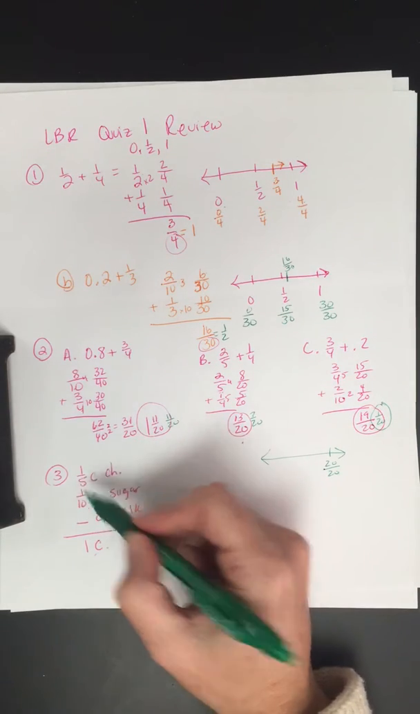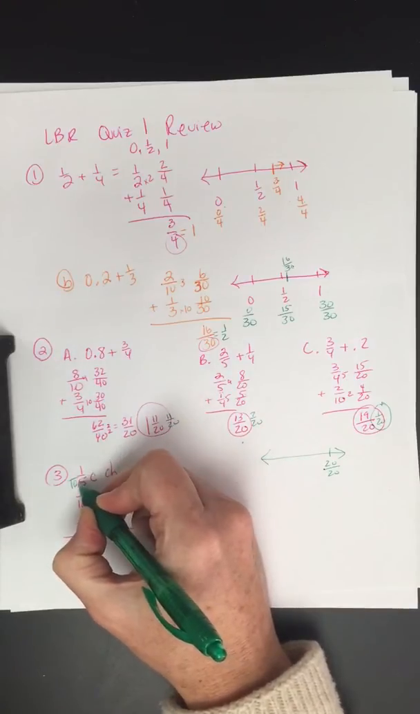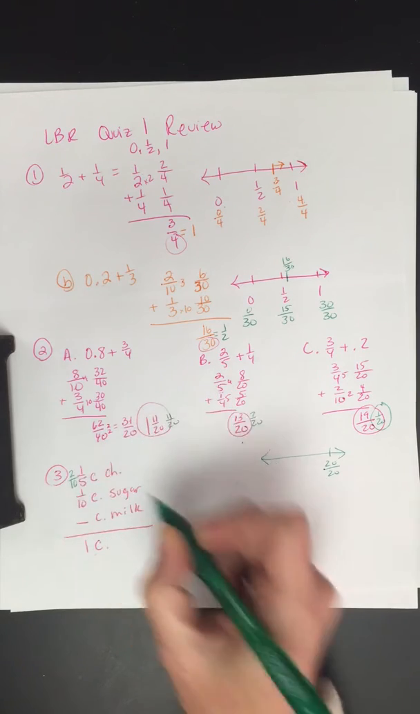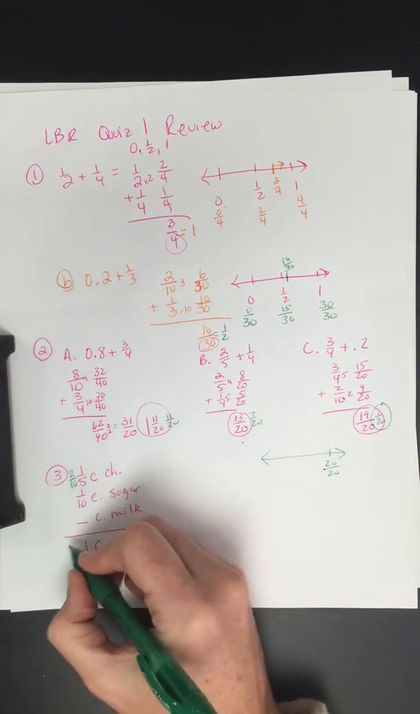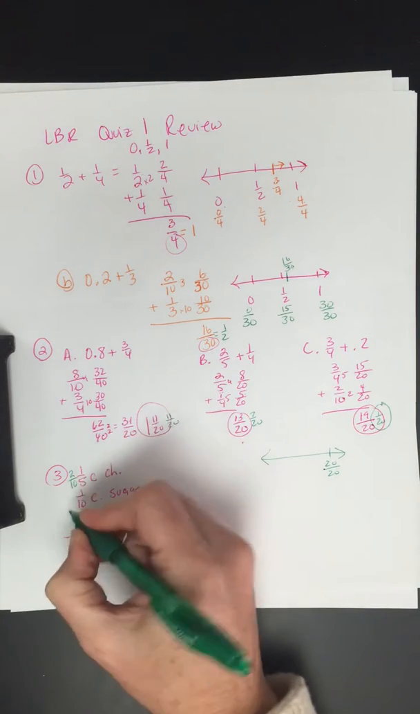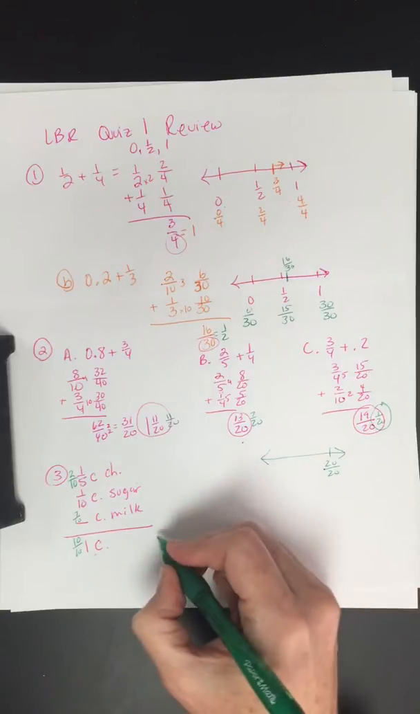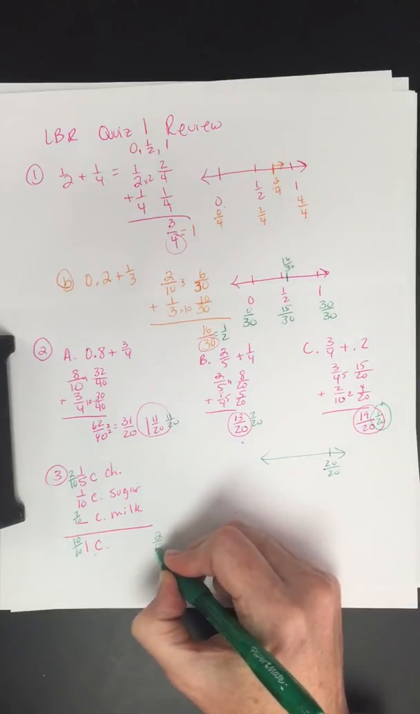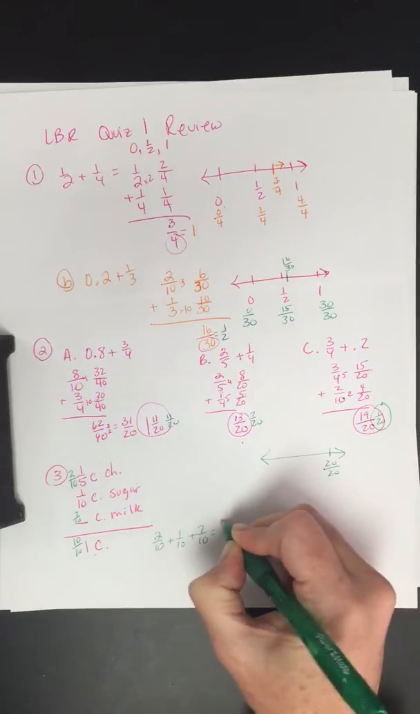Since 5 and 10 are so easy, if I'm going to make this have a 10 on the bottom, we did 5 times 2 is 10, so 1 times 2 is 2. So I have 2 tenths and 1 tenth, and to get to 1 cup I need 10 tenths, so that means I'm missing 7 tenths. To come up with your number sentence, you could say 2 tenths plus 1 tenth plus 7 tenths equals 1 cup.